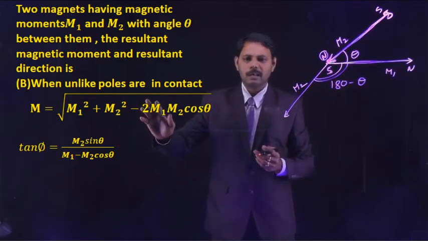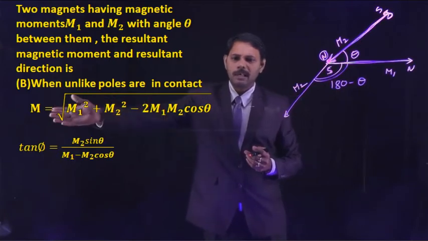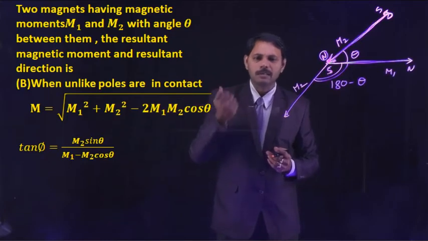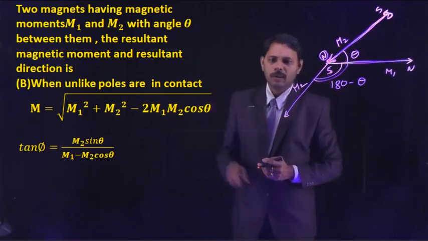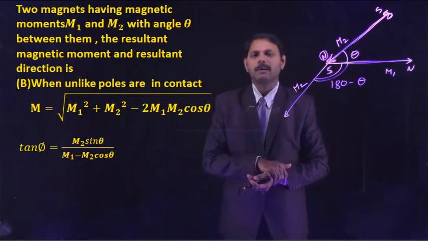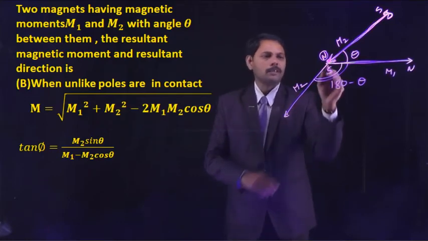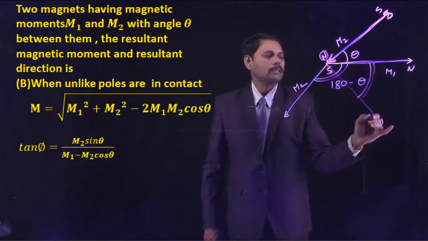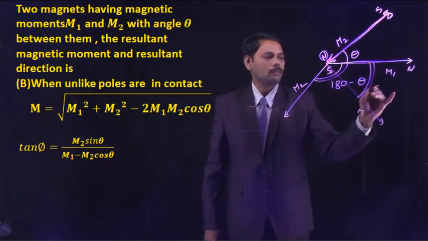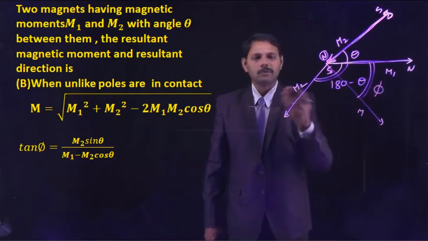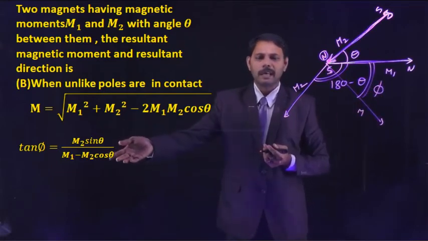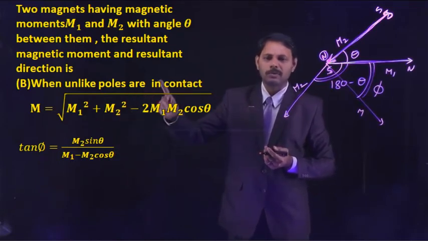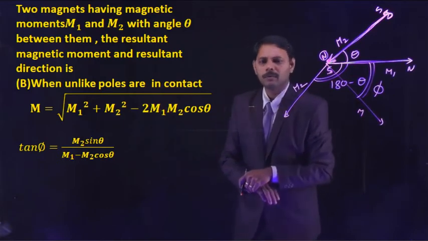Hence this is the final expression: M is equal to the square root of M1 square plus M2 square minus 2 M1 M2 cos theta. Similarly, the angle made by the resultant magnetic moment M with M1 is alpha, then tan alpha is equal to M2 sin theta by M1 plus M2 cos of 180 minus theta. This is the second formula. Therefore, tan alpha is M2 sin theta by M1 minus M2 cos theta.